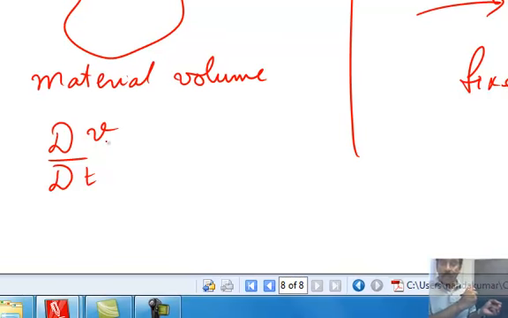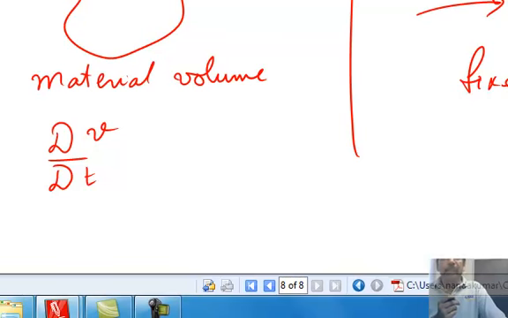And so that derivative is going to be much more complicated in terms of the Eulerian derivatives in an Eulerian reference frame. So the next question that we need to answer is, what is the relationship between the derivatives in the Lagrangian frame and the derivatives in an Eulerian frame?